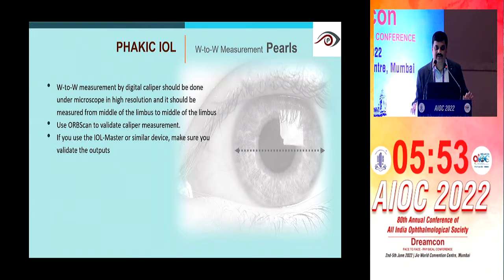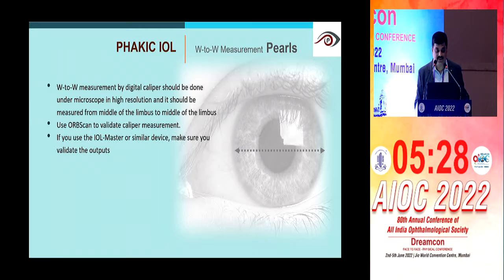White to white measurement by digital calipers: after you do it, I take this digital caliper, put it in front of the scale, and double check the measurement. Digital calipers should be used under the microscope in high resolution, measured from mid-limbus to mid-limbus. This is very, very important. You can use OPD-Scan also to validate the caliper measurement.